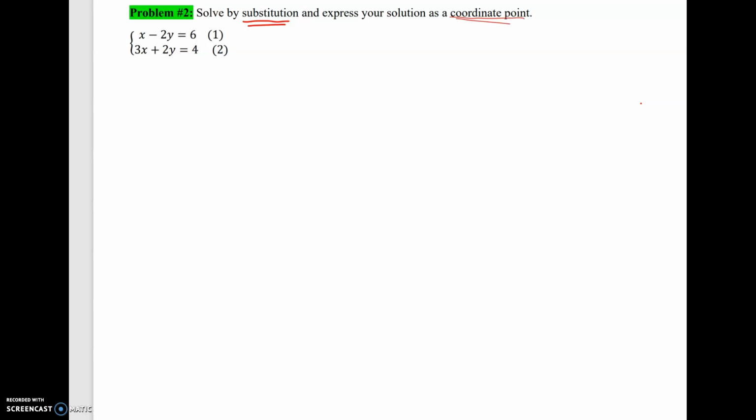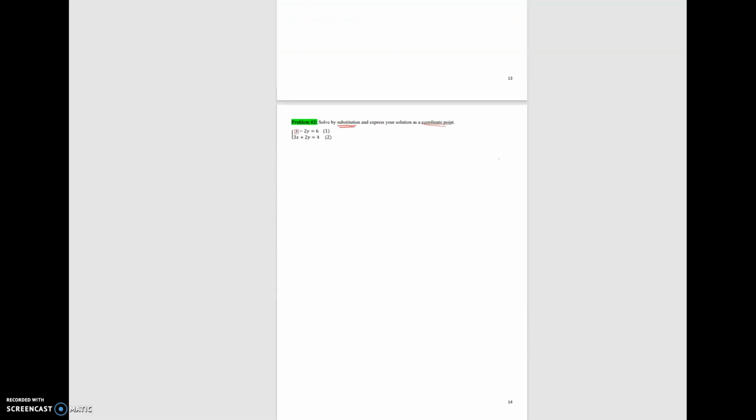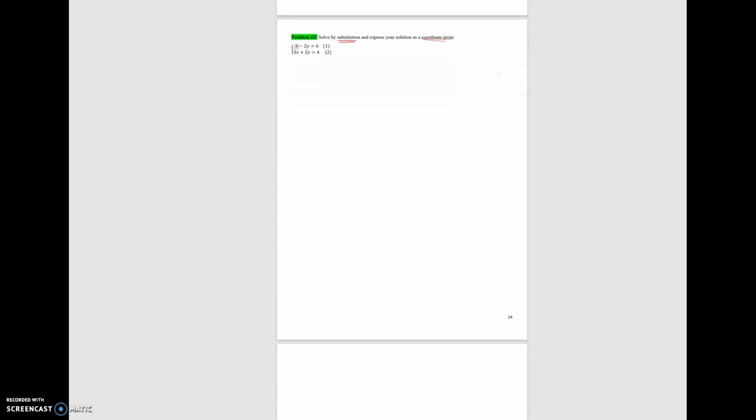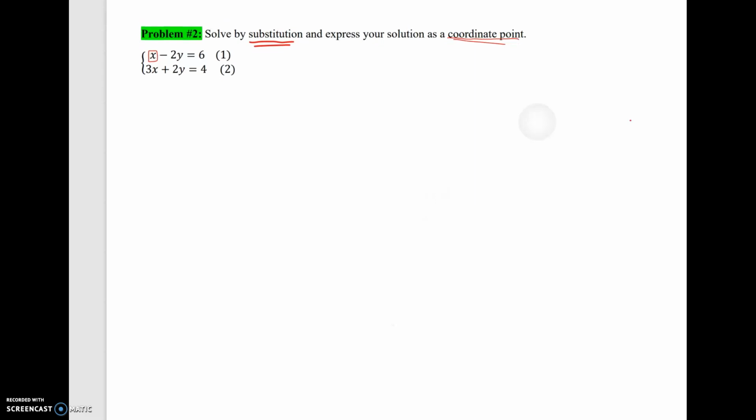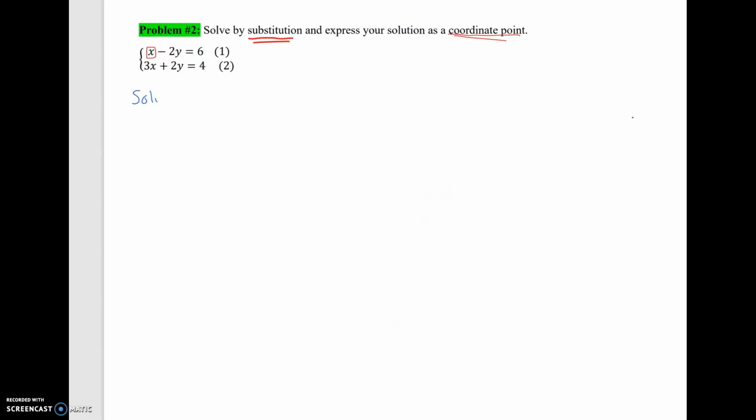Okay, as we're picking the equation, in this case we're trying to avoid fractions, and this actually will happen if we pick equation 1 and solve for the x's, and then from there plug it into the second one. So let me write it out so that it's a little bit clearer. So in this case we're going to solve equation 1 for the x's.